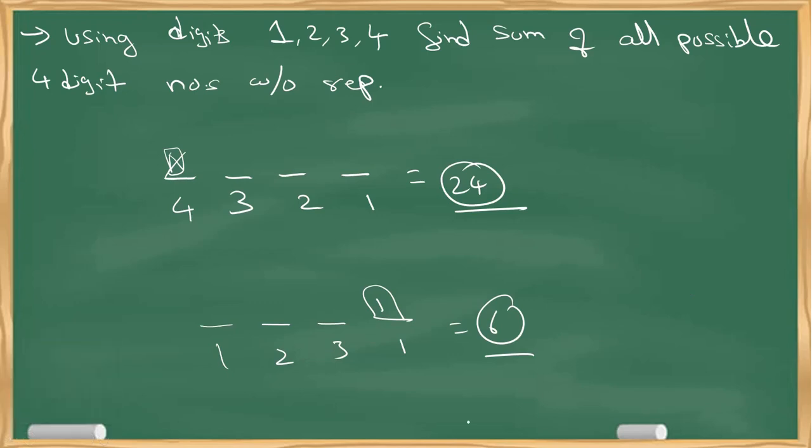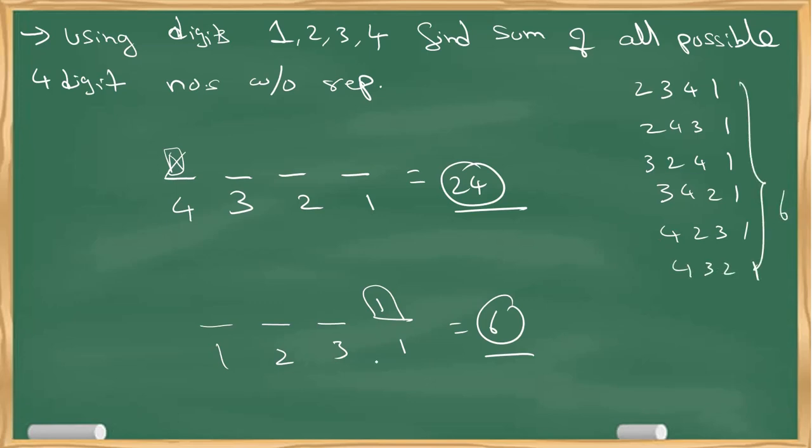Okay. Now, that means I can have 6 4-digit numbers ending with 1. That is the meaning of it. Example, 2341, 2431. Similarly, 3241, 3421. Next, 4231, 4321. So this is 6. So can I say 6 repeats? Okay, 1 repeats 6 times. So 1 comes 6 times at units position.